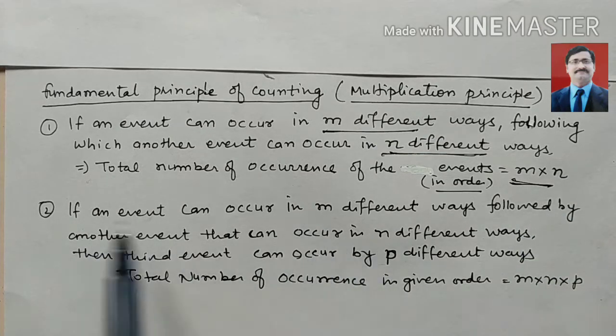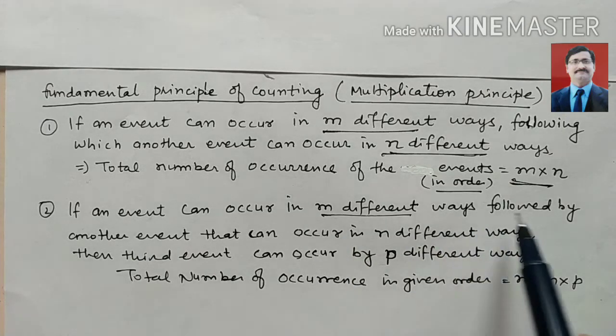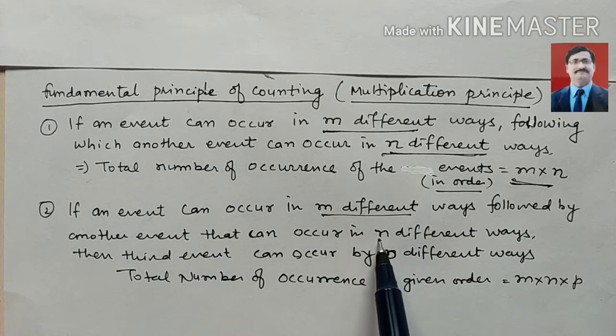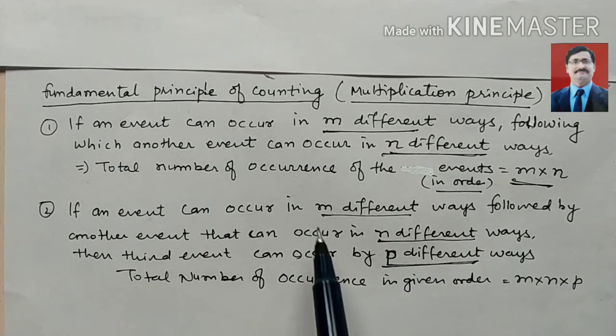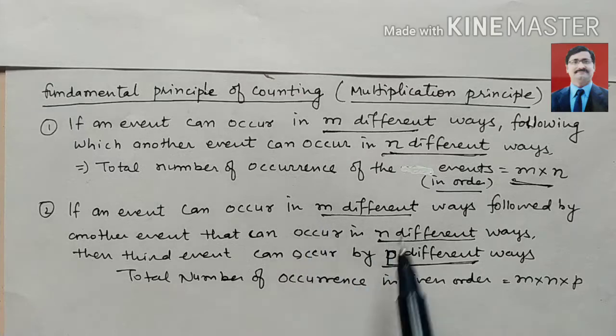Now if we have 3 events, if an event can occur in m different ways, followed by another event that can occur in n different ways, and then a third event can occur in p different ways, meaning first this event, second this event and third this event, then the total number of occurrences in the given order will be m into n into p. So this is the simple multiplication we have.